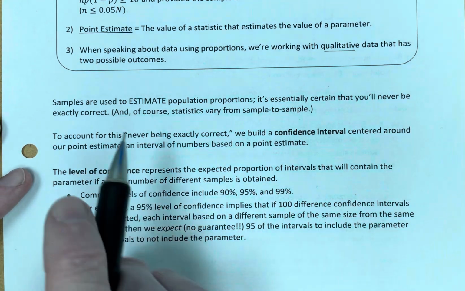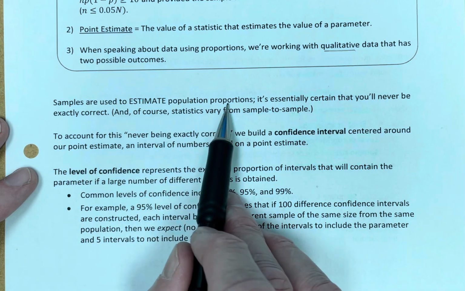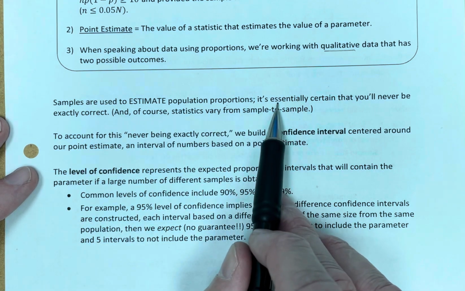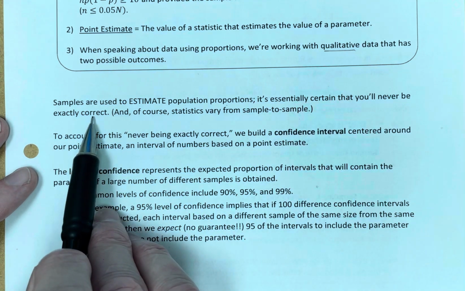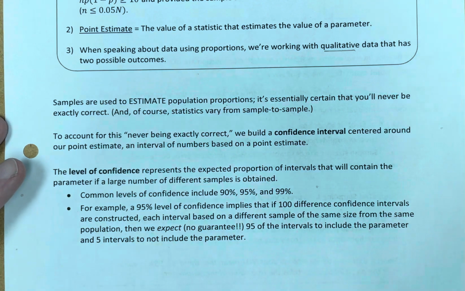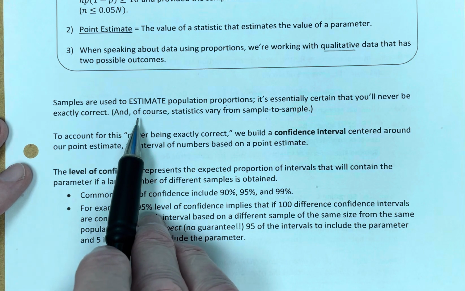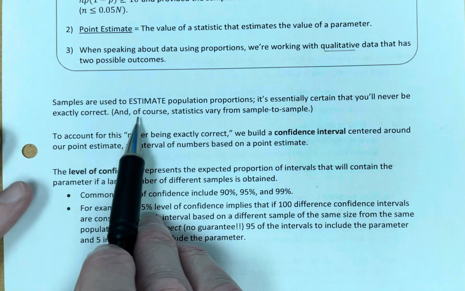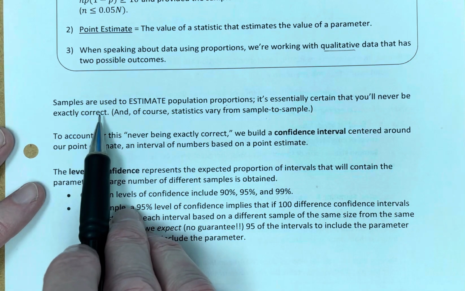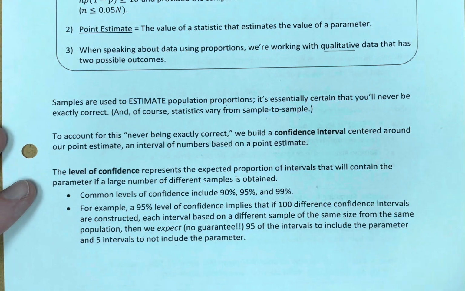Samples, of course, are used to estimate population proportions. It is essentially certain you're never going to be exactly correct. The sample proportion is never going to be exactly the same as the population proportion. Yeah, you may get really, really lucky, but it's kind of like winning a big lottery. And of course, our statistics vary from sample to sample.